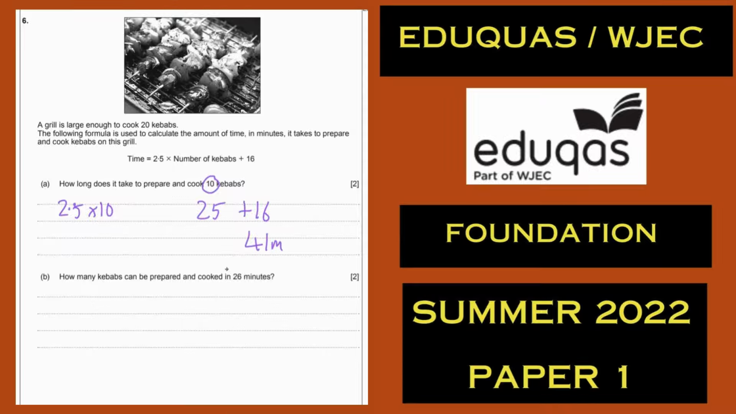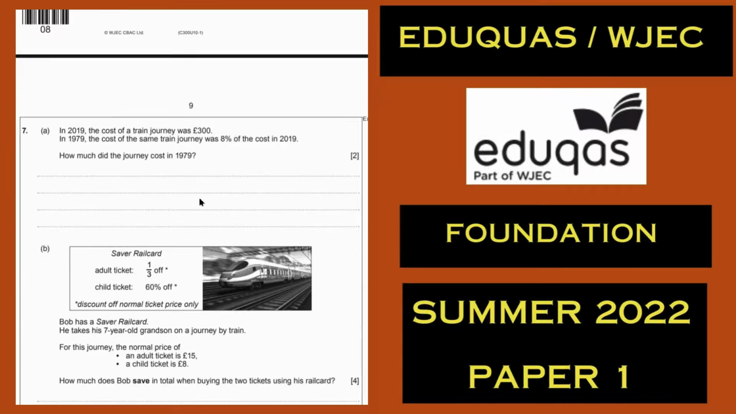Part B, working backwards. Instead of plus 16, take away 16. That gets you down to 10. You then need to do divide by 2.5. Might not be the easiest without a calculator, but think about how many times does £2.50 go into £10? It's 4 times. No matter how you do it, it's 4.